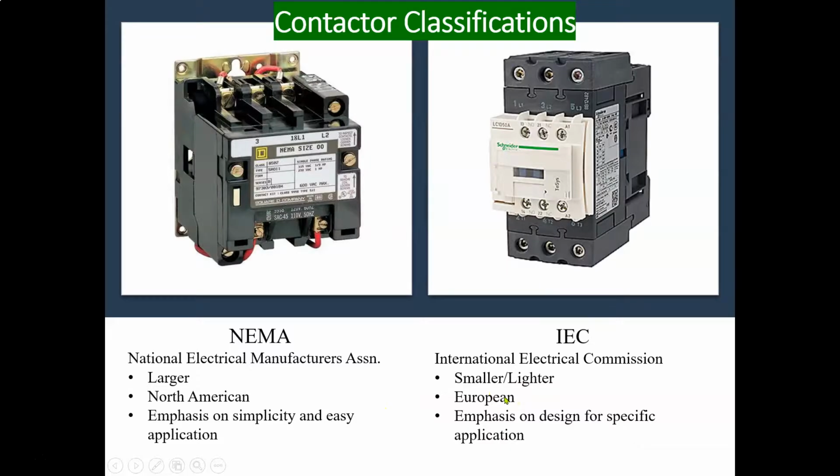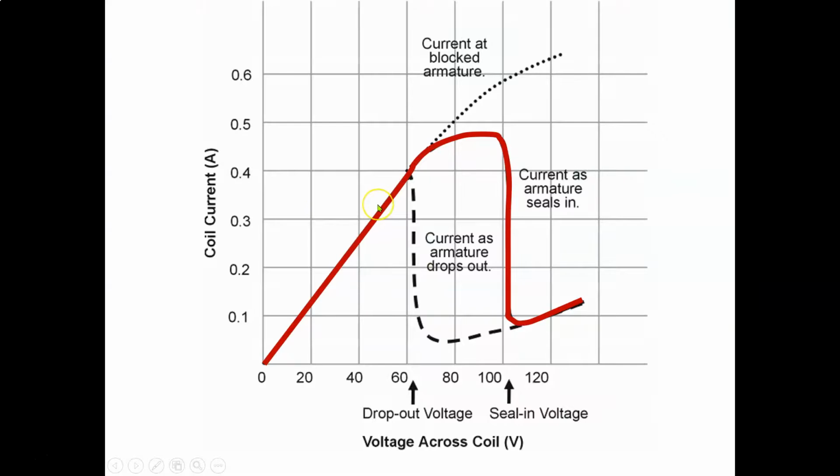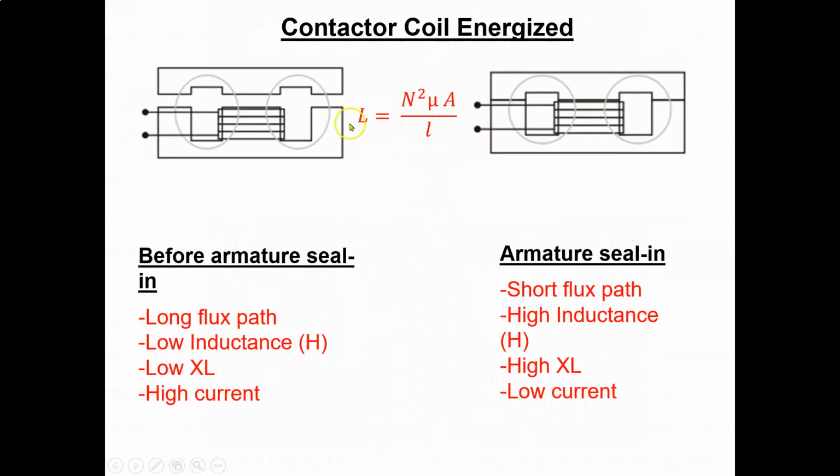Why, you ask? Well, going back to this guy here, actually, let's go back all the way here. If I have, say, a coil rated for 120 volts, I need at least 102 volts to get my armature to seal in, okay?